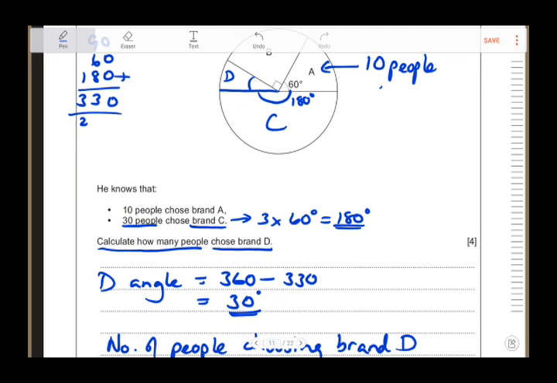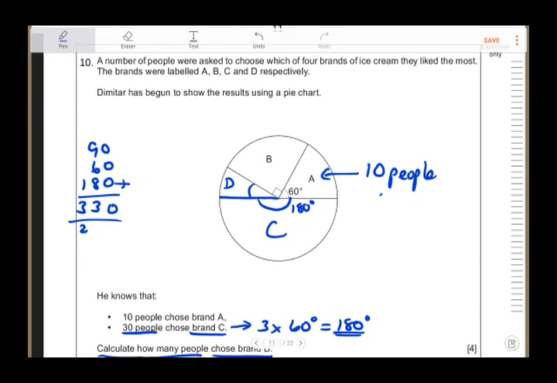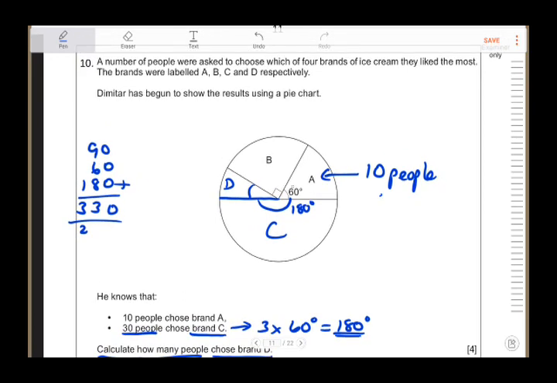Okay, so there's the full solution. So just to recap, then we use the information that they gave us here and what we could see on the pie chart to work out the angle for brand C first. Then we could work out the angle for brand D, and then use that angle for brand D and compare it to the angle for brand A. We knew it was 5 people, because that's 30 degrees in there. And obviously 30 is half of 60, so 5 people is D, because that's half of 10.